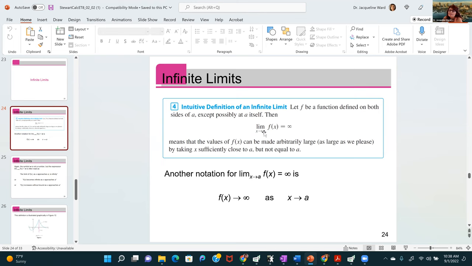Then the limit as x goes to a from both sides, as you're getting closer and closer to some x value from both sides, the y value is getting ridiculously large. It means that we can make those y values as large as we want by getting as close to some value a as we need to. So you can also write it like this: the limit as x goes to a of f equals infinity, or you could say f goes to infinity as x goes to a.